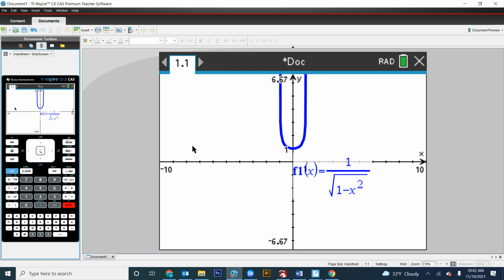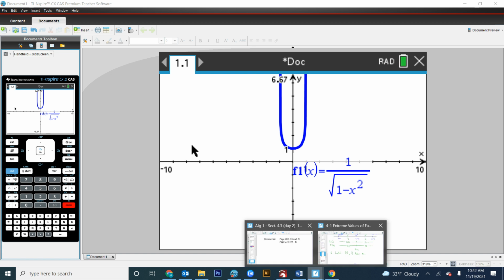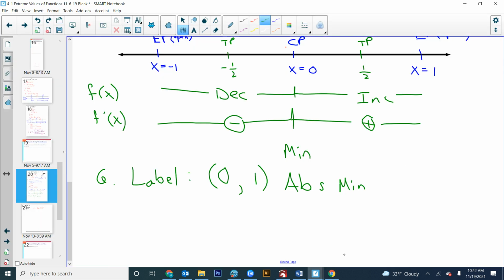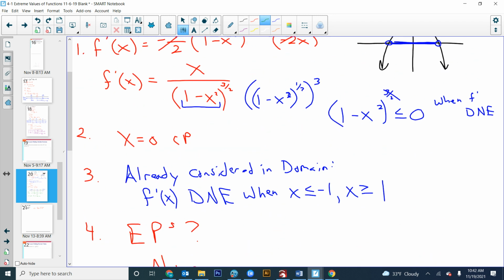Questions? Madison, can you go over how you found the critical point in part 2? Absolutely. Good question. So step 2, the critical points come from where the derivative equals 0. F prime of x equals 0. Well, here's f prime of x. The only time a fraction can equal 0 is when its numerator equals 0. So I set x equal to 0. If it were 5x minus 3, I would set 5x minus 3 equals 0. I get 3/5. That's my critical point. Just the numerator. The only time a fraction can equal 0 is where the numerator equals 0.